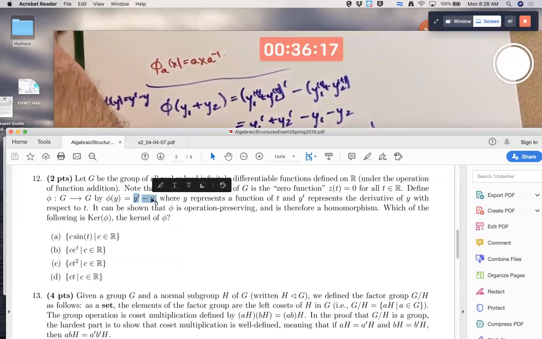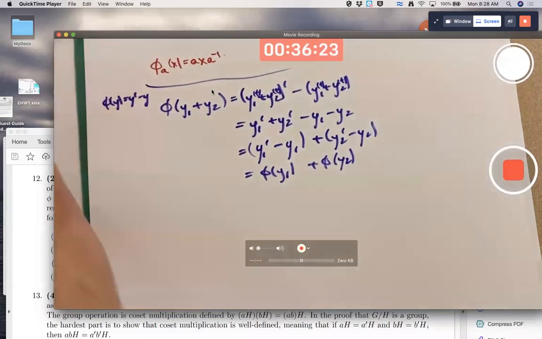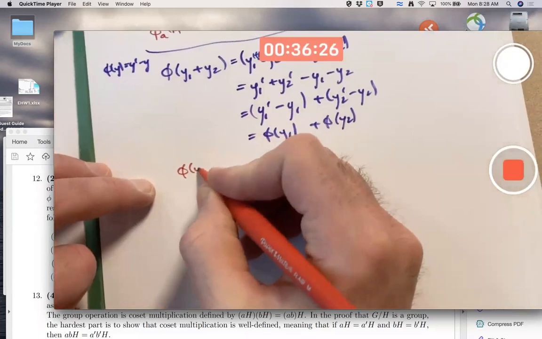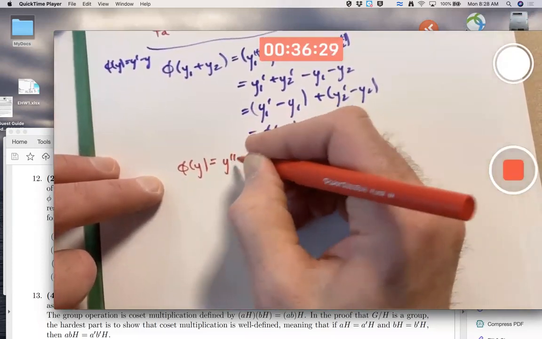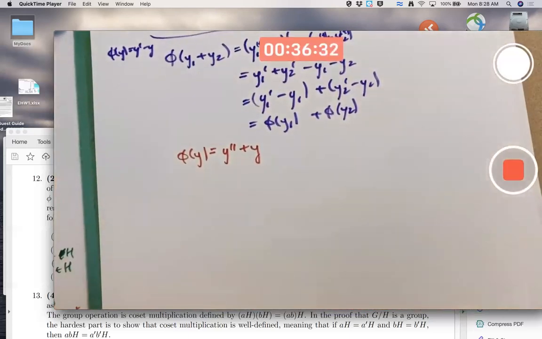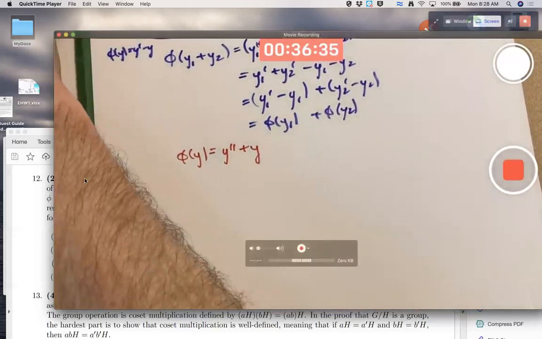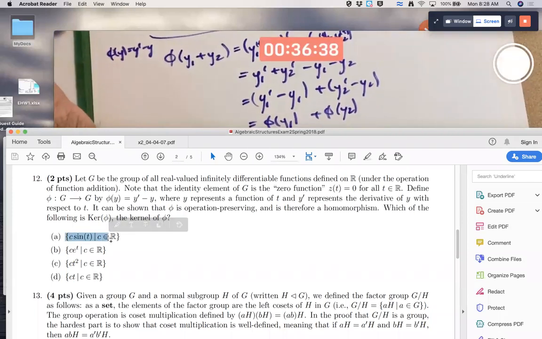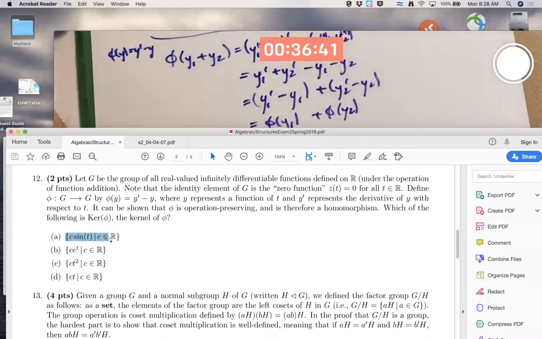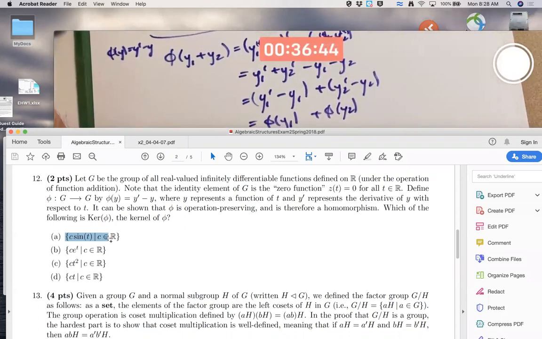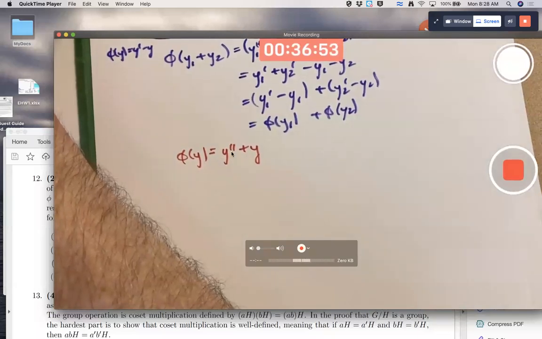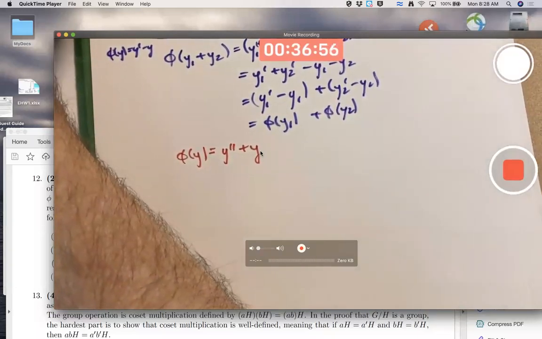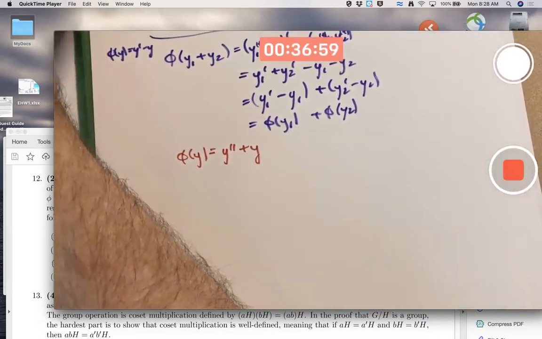If I change the formula, then I could change the answer. If, for example, the formula were phi of y equals y double prime plus y, where y double prime is the second derivative, then the answer would be that one. Well, actually, that's not exactly right. That would be a subgroup of the kernel. I'd also have to include a cosine term in there. Sine and cosine are two functions whose second derivatives plus themselves always equal zero, right? Second derivative of sine is negative sine, and second derivative of cosine is negative cosine.